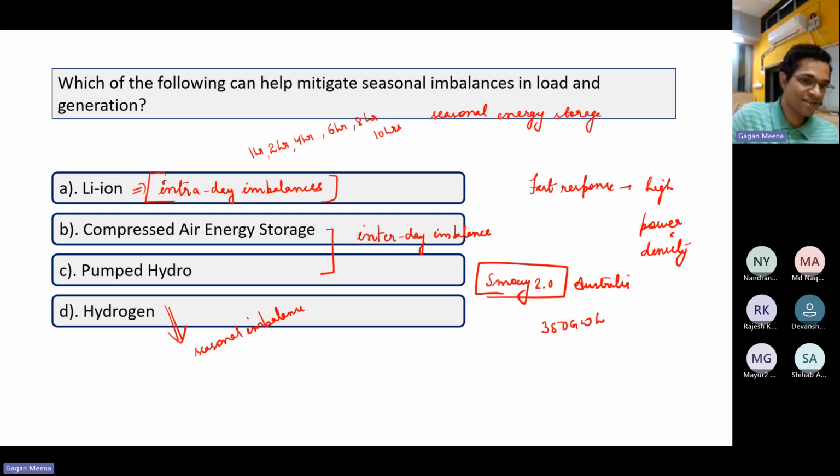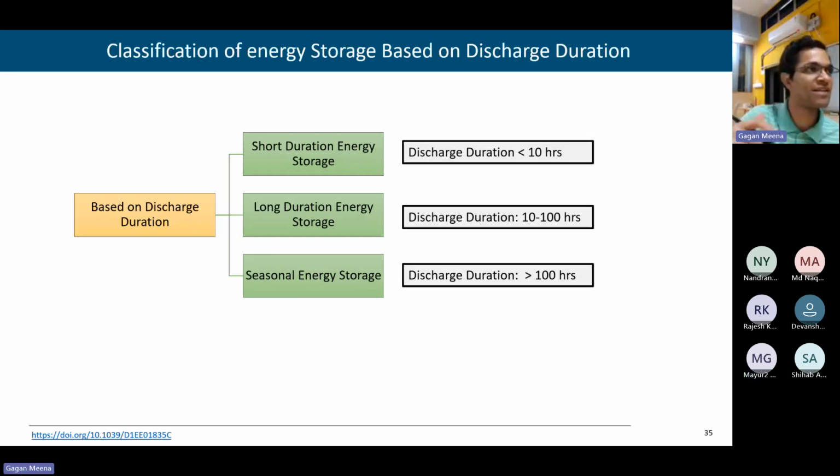So yes, it's still a very futuristic technology, hydrogen. How viable it will be, we don't know right now. We cannot say. But theoretically, it's one technology for seasonal energy storage right now. And when it matures, we will see whether it rectifies or not. Okay, so these are the three different categories: short, long, and seasonal energy storage.